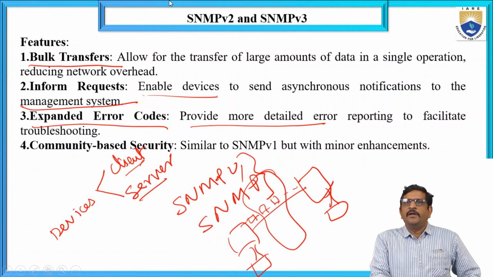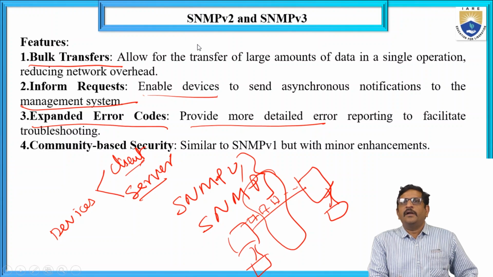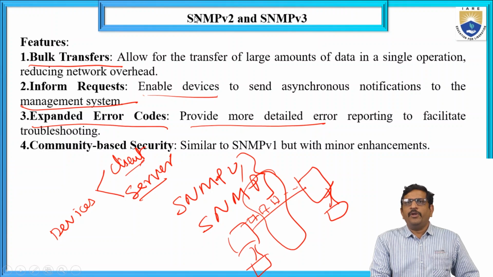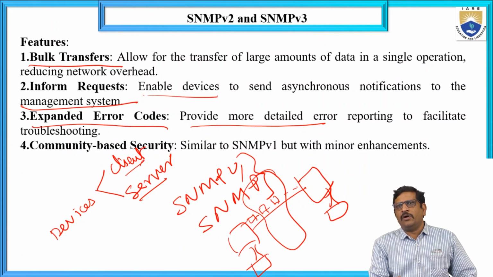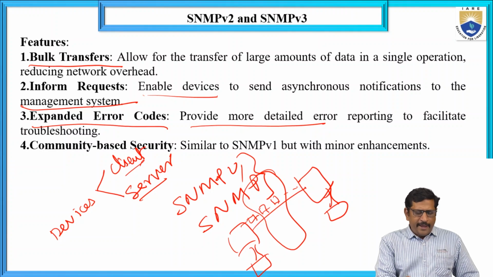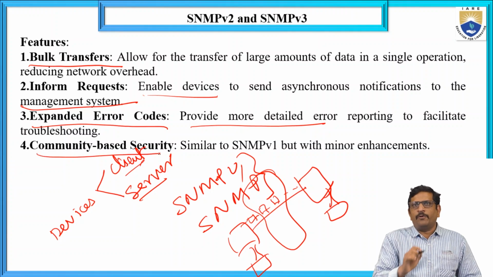Reporting the errors and troubleshooting. So all these other things can be identified, with the help of troubleshooting and community-based security. Community-based security is similar to SNMP v1, but with more minor enhancements. This is the community-based protocol, that is SNMP v1. Generally we say community-based protocol. With this community-based protocol we are improving the enhancement, and the service can be improved.